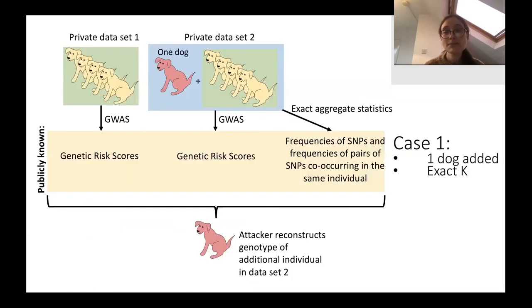We start off with a simpler scenario and then we build up to the final scenario. In the simplest scenario we look at, we imagine that the second study includes one additional individual and that the study releases the exact aggregate statistics. So we know the exact frequency of the SNPs, and we also know the frequency that pairs of SNPs co-occur in the same individual. And what we'll show is that with this information, we can exactly reconstruct the genotype of the individual who was added.